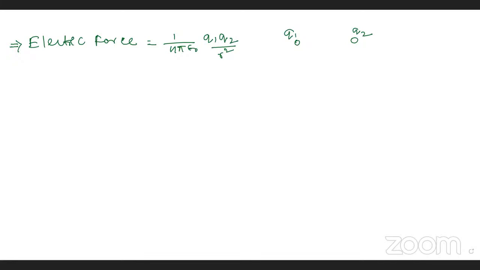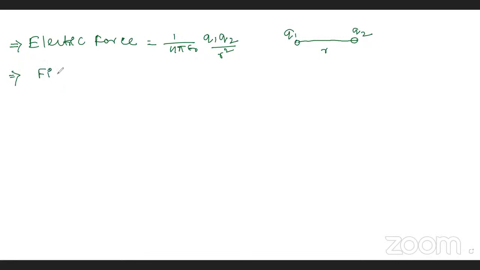Okay, so electric force. The magnitude is 1 by 4 pi epsilon naught q1 q2 upon r square, where q1 and q2 are the charges, and the distance between them is, let's say, r. So this is electric force. What else have we discussed?